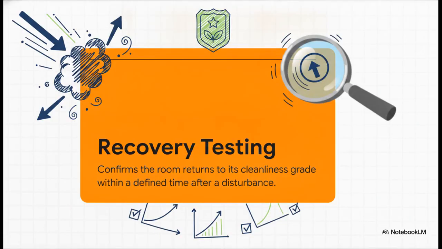And right alongside airflow, we have recovery testing. This specific test confirms that the room actually bounces back and returns to its target cleanliness grade within a defined, acceptable time frame after a disturbance or contamination event. The compliance takeaway here is huge. Proving how quickly the air recovers is just as important to an inspector as your standard particle counts. It proves the system has the actual muscle to handle real-world operational disruptions.